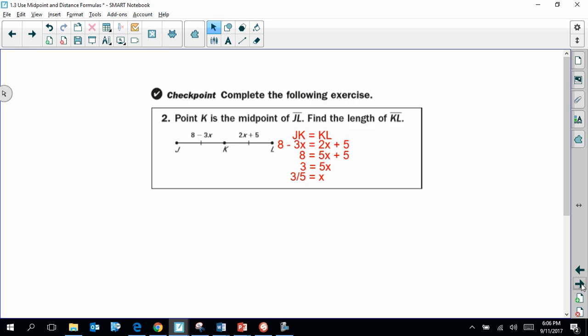3/5. Now that I know that x is equal to 3/5, I can substitute the 3/5 into the expression for KL and then solve, which would give us 6 1/5, or 31/5 as an improper fraction. So that's how long segment KL is going to be.